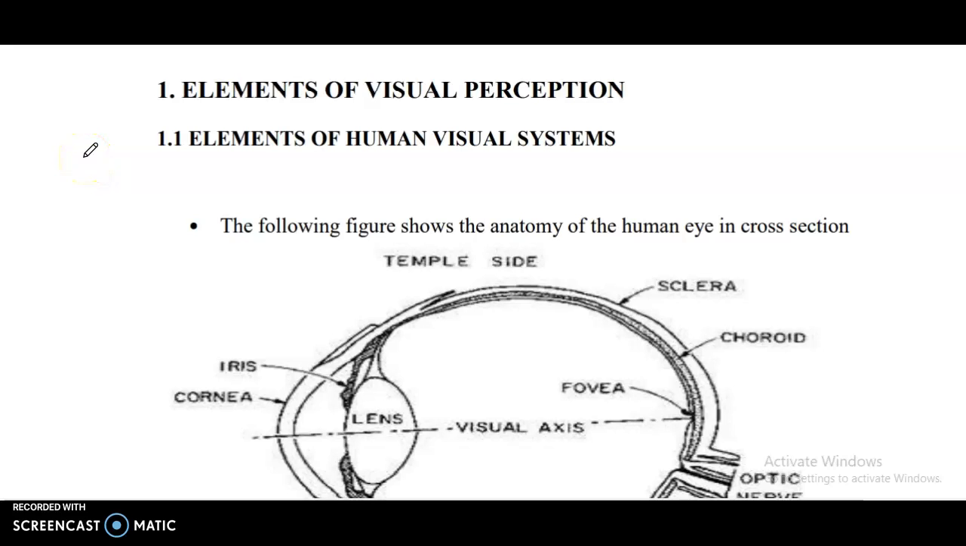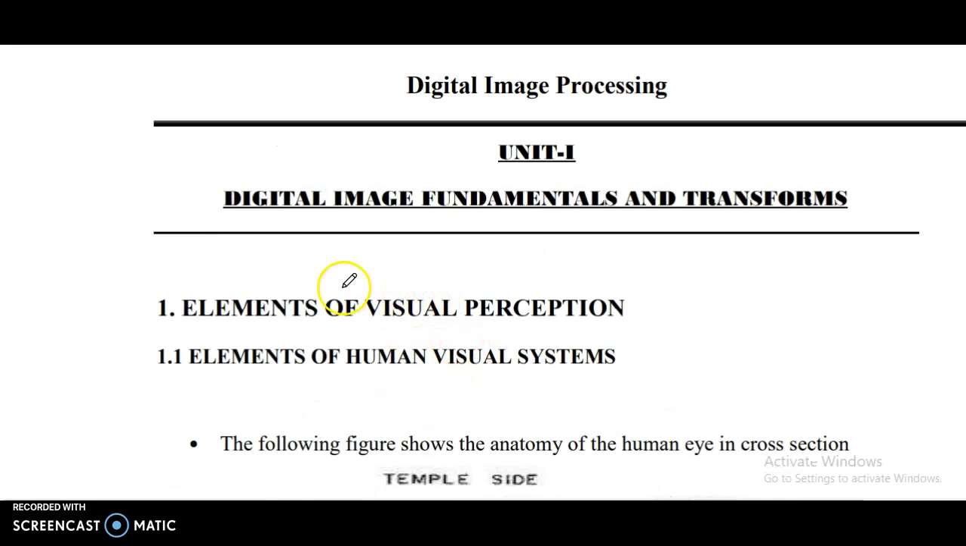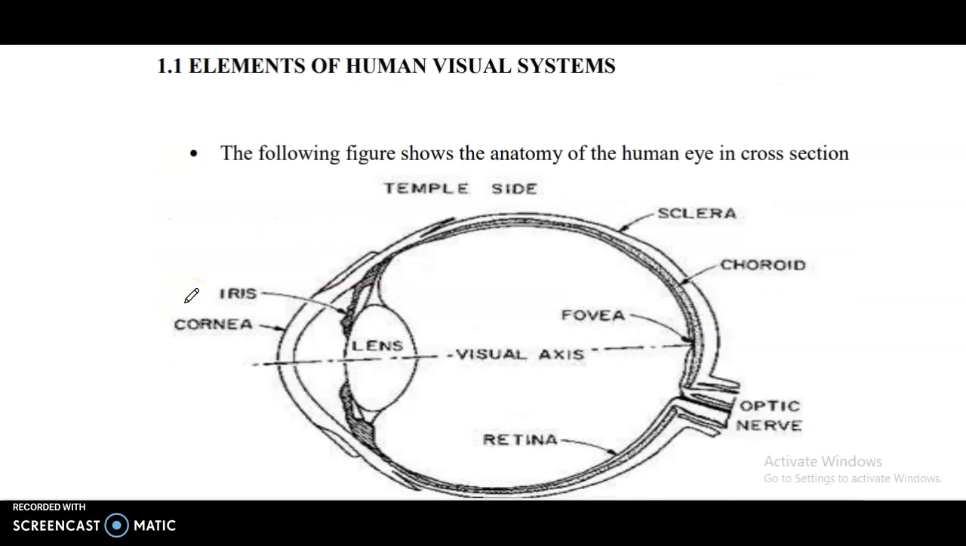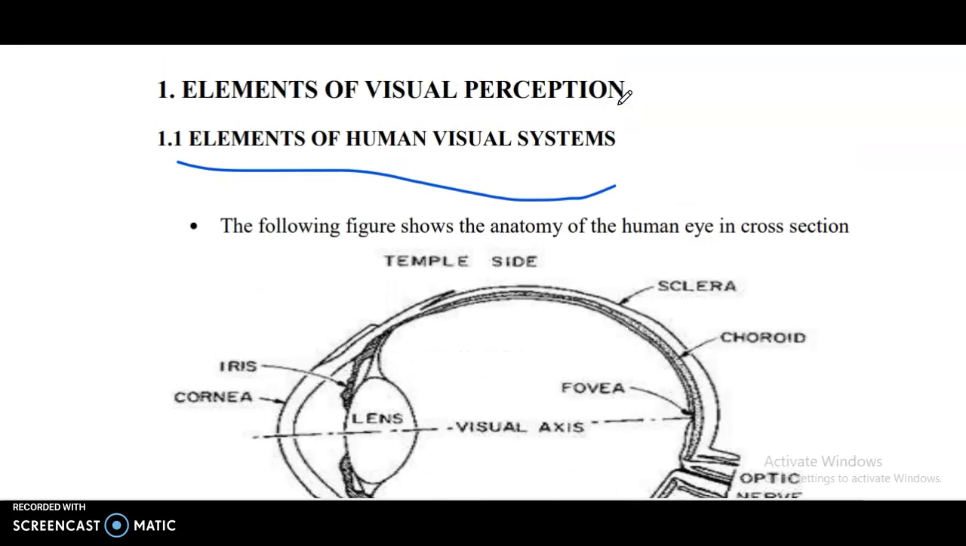Elements of visual perception. It comes under digital image fundamentals and transforms. Elements of the human visual system.